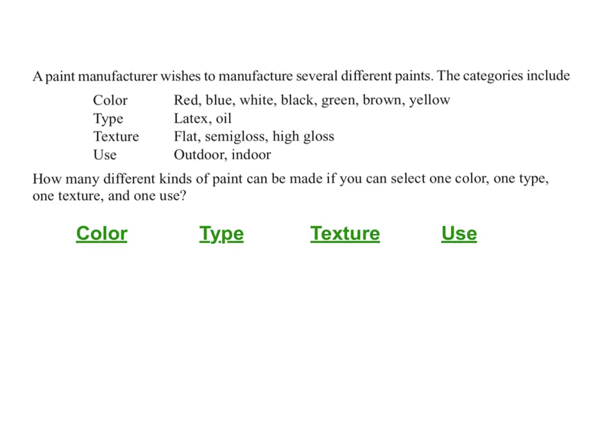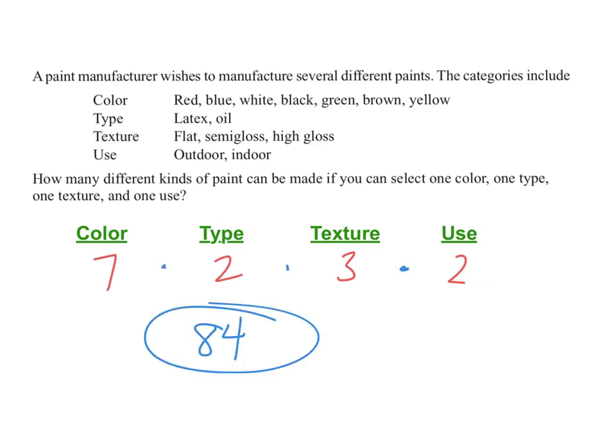So, how many possibilities are there for color? 7. How many for type? 2. How many for texture? 3. How many for use? 2. Okay. So essentially all I'm doing is filling in the number of possibilities for each slot. And then I'm going to multiply them together. So what does it give me when I multiply them out? 84. Okay, so that's the most basic counting principle. And so there are 84 different paint possibilities at this particular store.